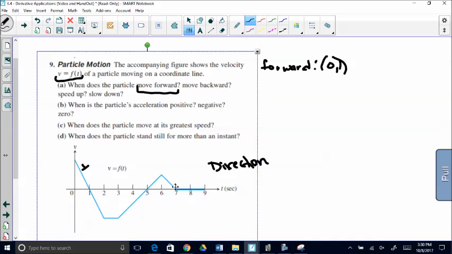Where else is it positive? Between 5 and 7. Is there any other place where it's positive? Not so much. Where does it move backward? Well, that would be when it has a negative velocity. So this is where the velocity is negative. So between 1 and 5, it's negative.